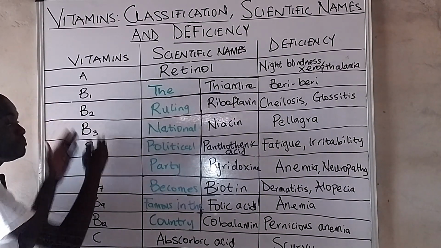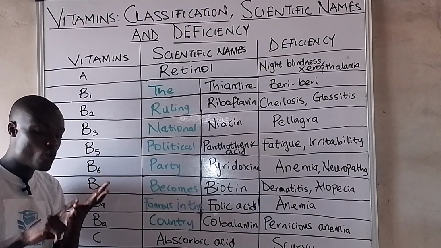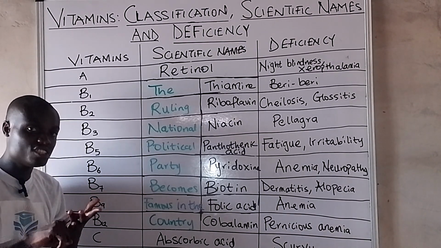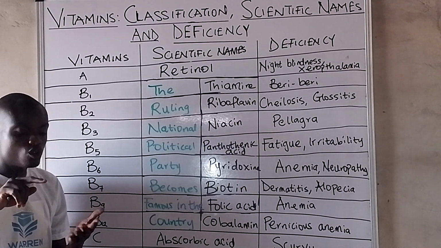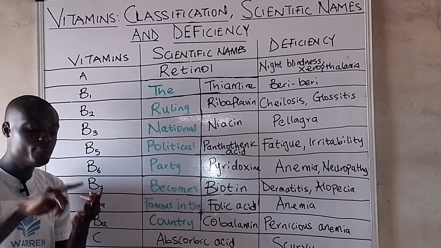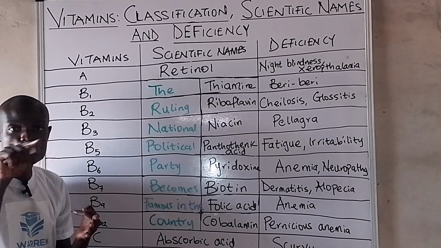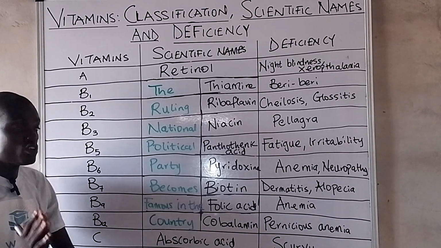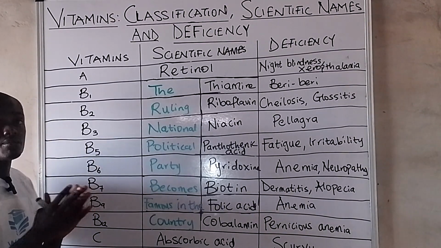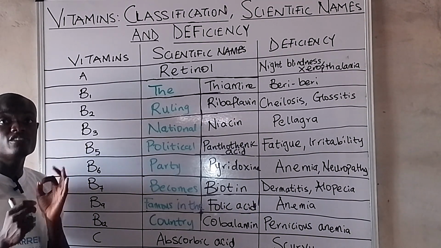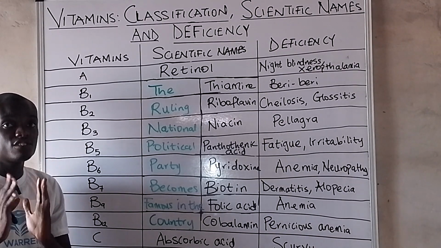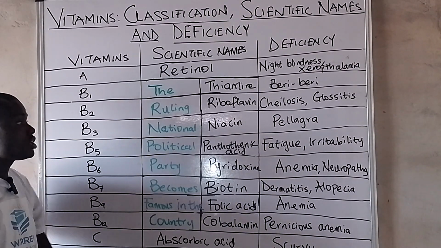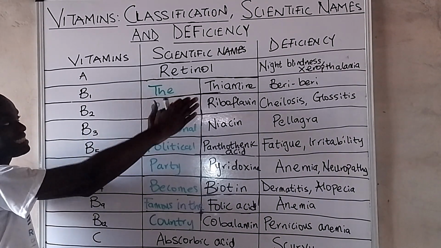Then for vitamin B, we have vitamin B1, B2, B3. There is no B4. Then we have vitamin B5, B6, B7. There is no B8. Then we have vitamin B9 and B12. Now, most students find vitamin B1 to B12 difficult to remember, especially their scientific names. So I provided a mnemonic with which you can easily remember the scientific names.